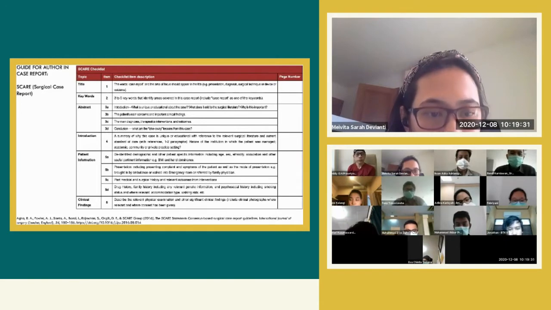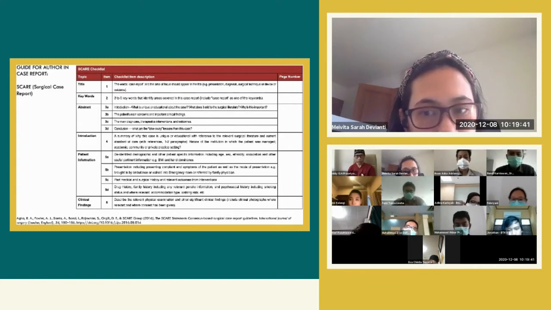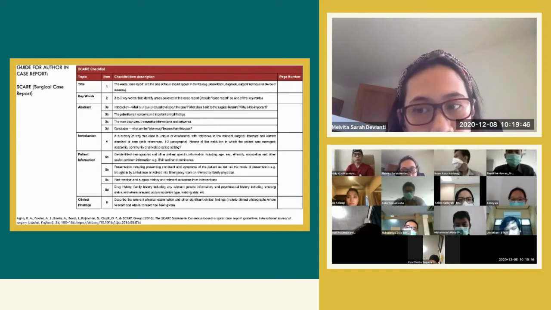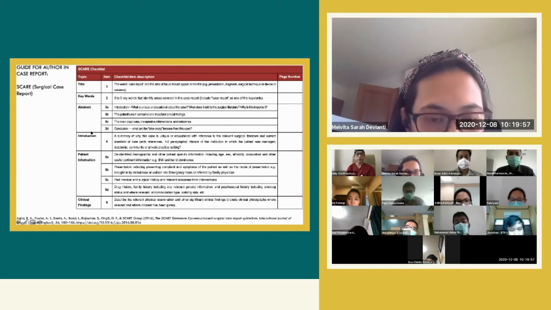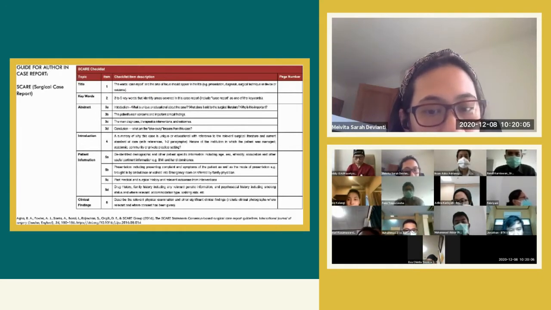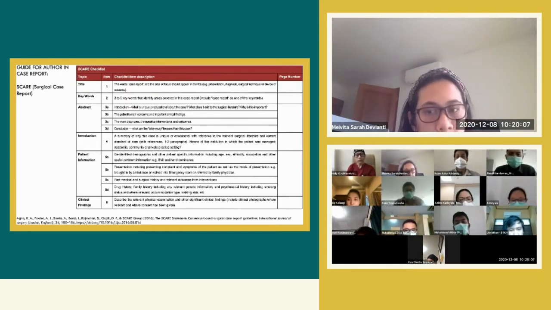And then we move on to the case itself, the patient information. First, we should identify the demographic or other specific information, including age, sex, ethnicity, and occupation that might contribute to the patient's condition. And the next one is about the complaint of the patient. Next, we move to the past medical or surgical history. And then the last one, the drug history and family history that might be relevant to the case.